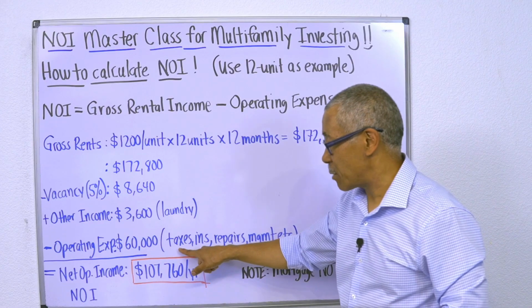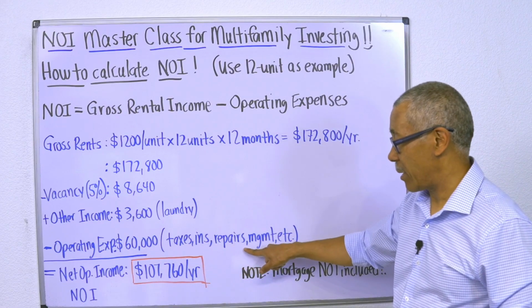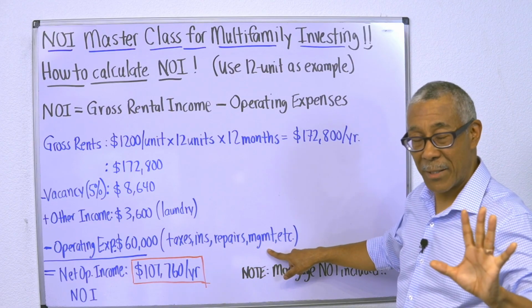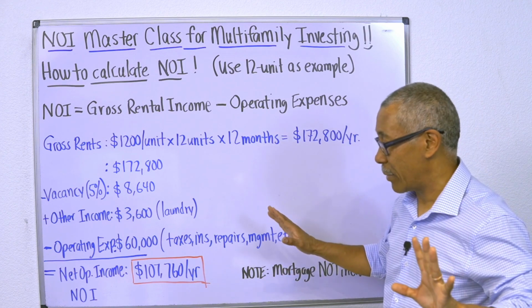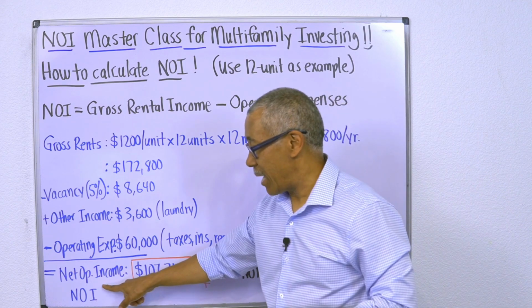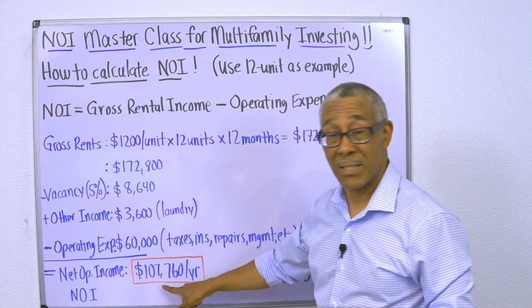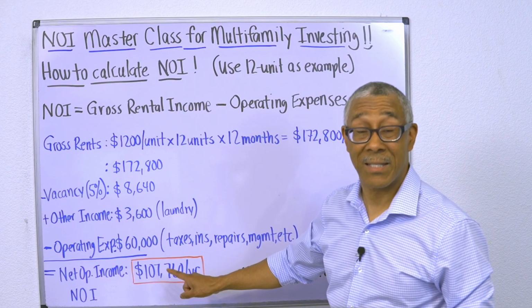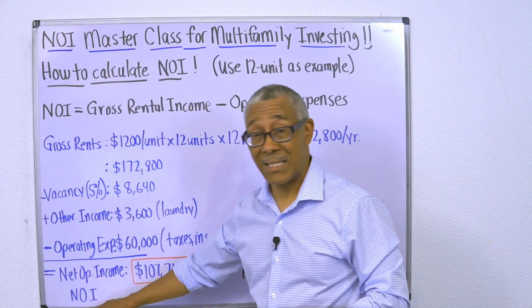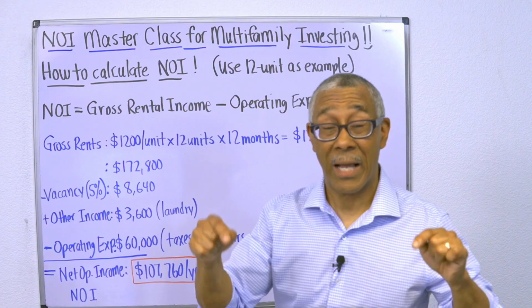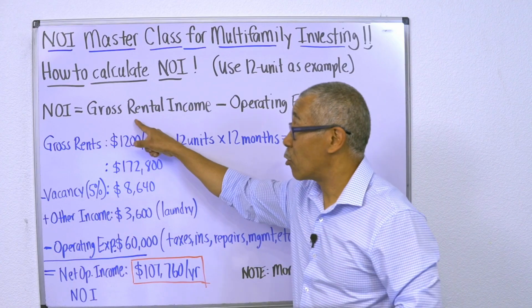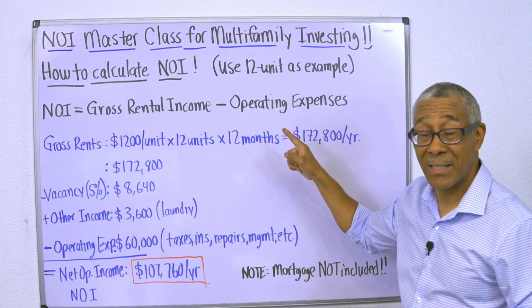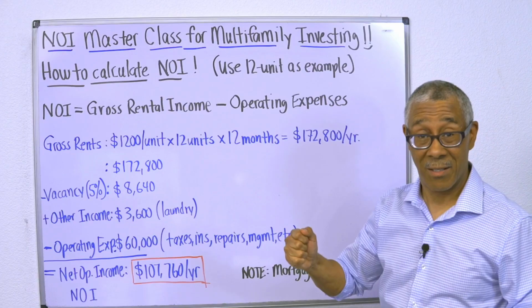Those operating expenses are taxes, insurance, repairs, maintenance, management, things like that, normal operating expenses. So we do the math, and the net operating income is $107,760. That is the NOI. That's how you calculate it. It's very simple. Gross rental income minus operating expenses. Got it?